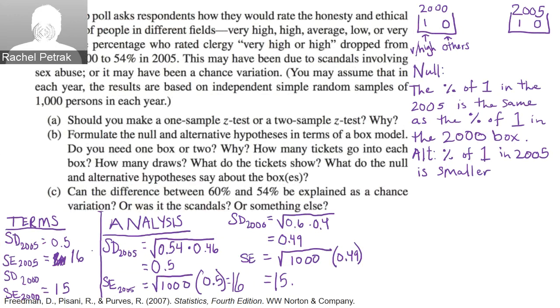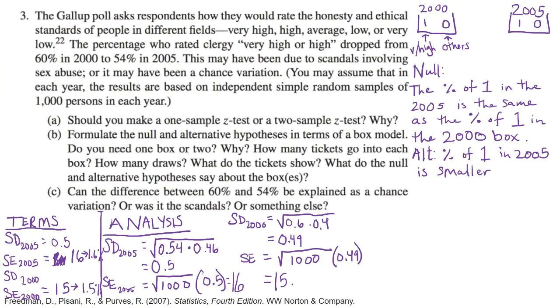We could convert these into percents. This is what I was thinking about to get the standard error percent, and then this would correspond to a percent of 1.6%. You just divide these by 100. And then the SE percentage for 2000 would be 1.5%. Where did my number go?